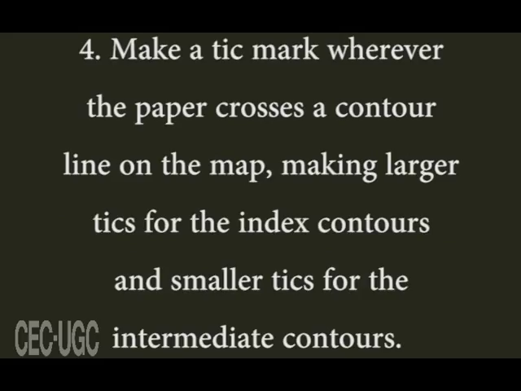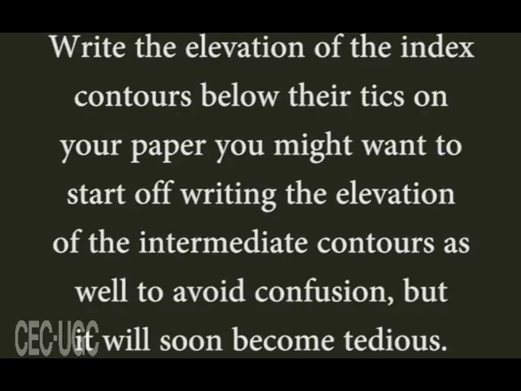Make a tick mark wherever the paper crosses a contour line on the map, making larger ticks for the index contours and smaller ticks for the intermediate contours. Write the elevation of the index contours below their ticks on your paper. You might want to start off writing the elevation of the intermediate contours as well to avoid confusion, but it will soon become tedious. Make a note of the highest and lowest points on the profile for later use.